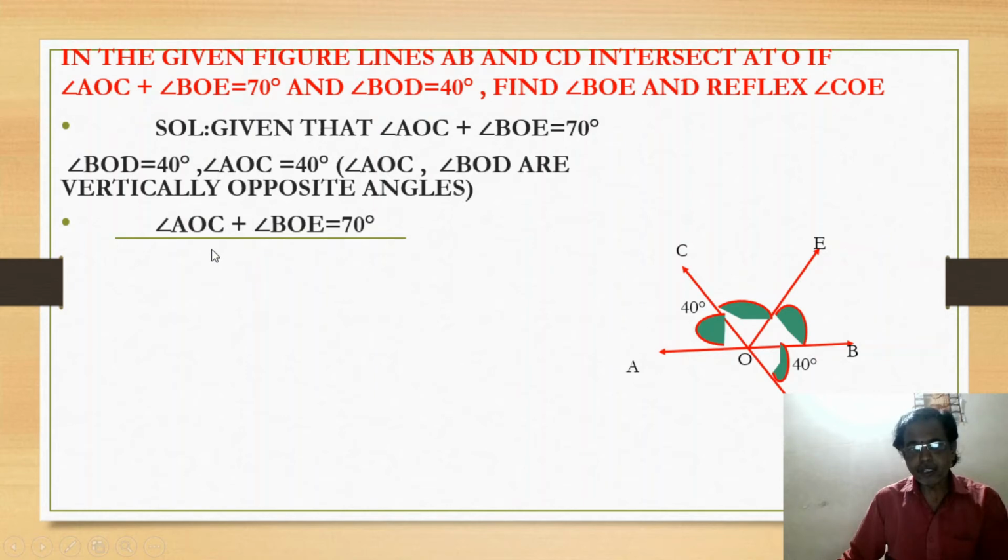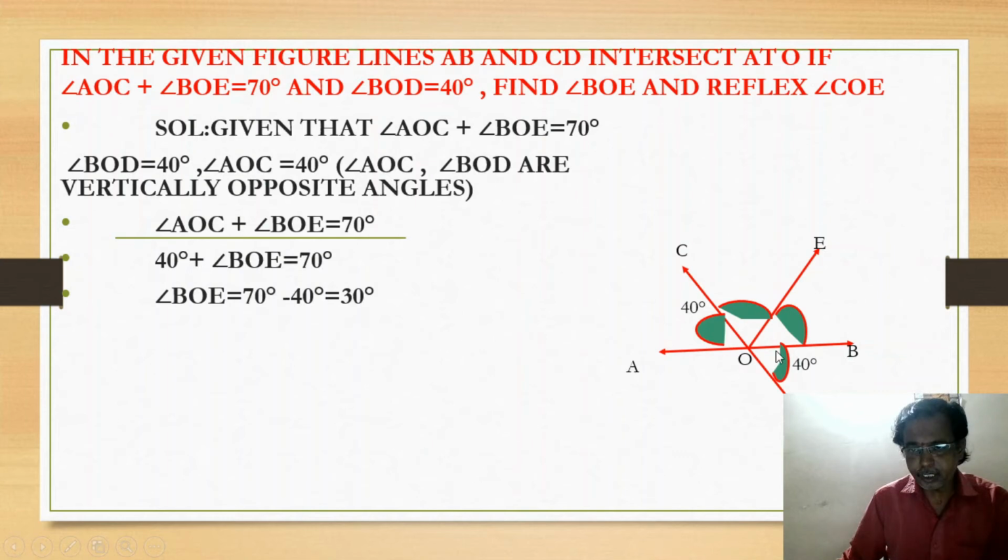Now, given the equation, angle AOC plus angle BOE is equal to 70. Here the unknown angle is BOE, and the known angle is AOC. So substitute 40 degrees here. Then we get 40 plus BOE is equal to 70 degrees. Then angle BOE is equal to 70 minus 40, that is 30 degrees. Okay, children.